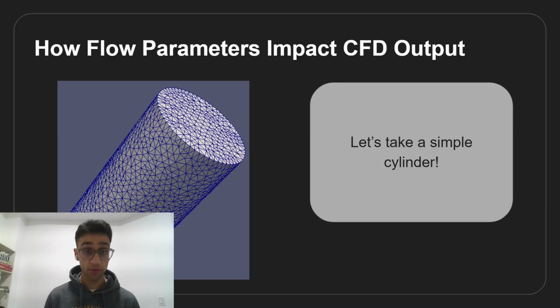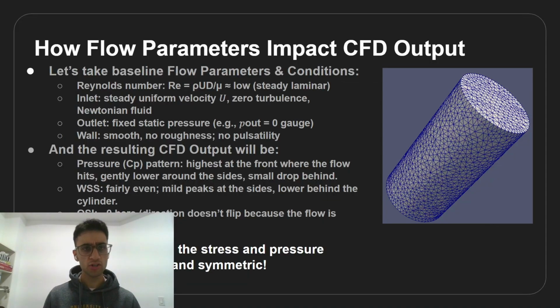Let's take a simple cylinder like this. This is the simplest example we could possibly think of. It's just one cylinder constructed out of these triangles, and it's a 3D mesh. So let's take our baseline flow parameters and conditions.